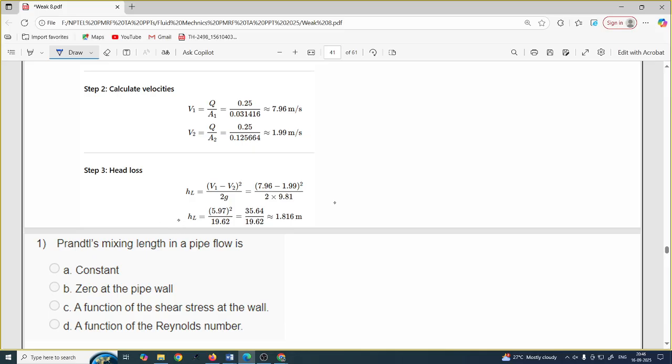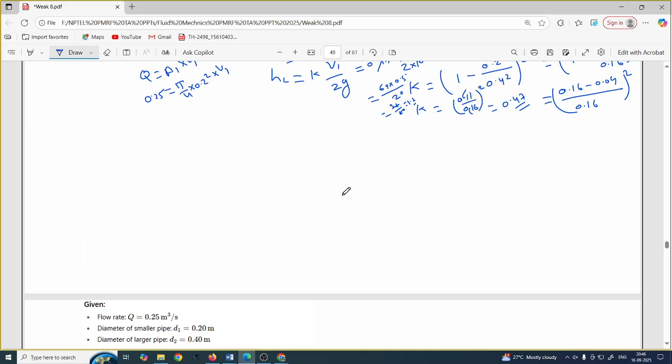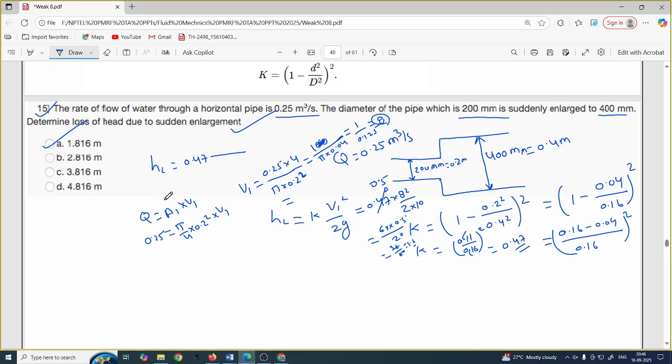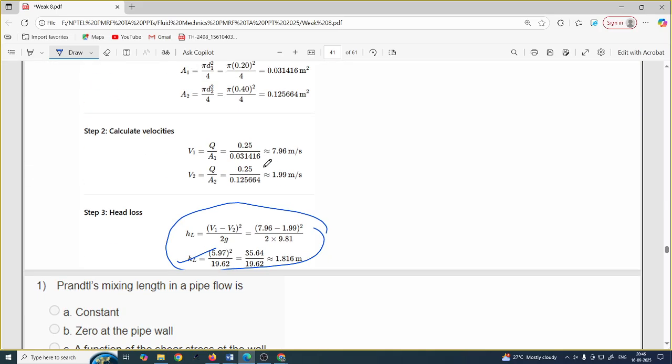Yes, 1.816 will be the correct answer. So hopefully you already understand how you will calculate this type of loss, the sudden enlargement loss.